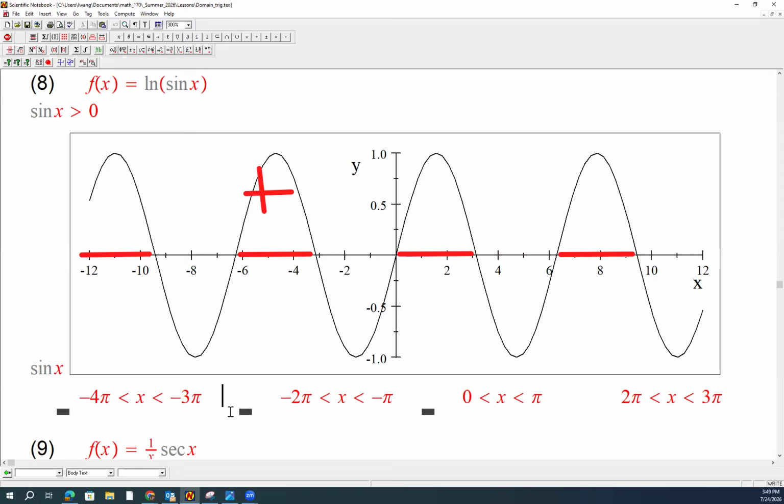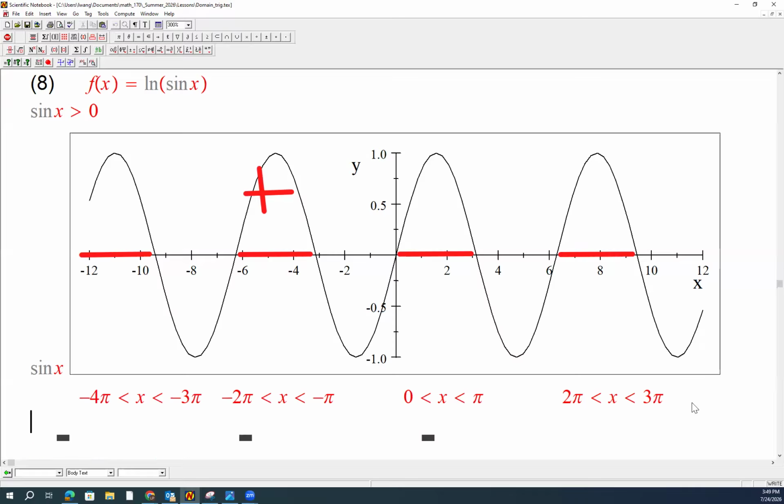Do we see a pattern? We're going to have all these small intervals, as many as possible. We have infinitely many intervals. Do we have a pattern? 2 pi, 3 pi, and these are the intervals. So how do we express the solution? We could think of a general form to express the solution.